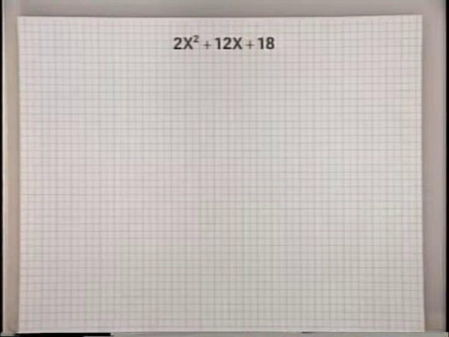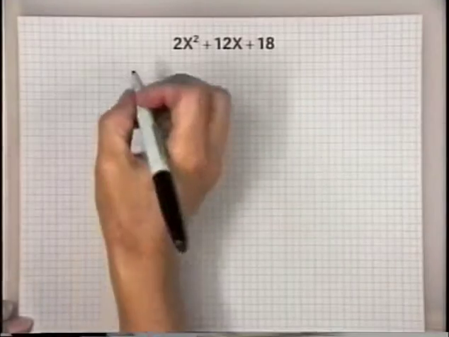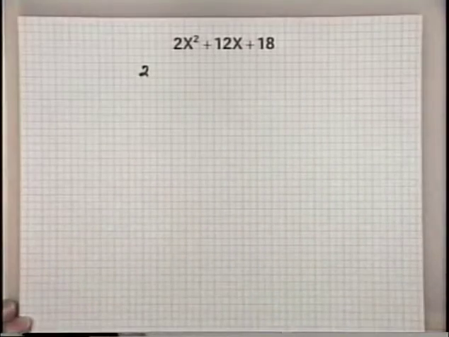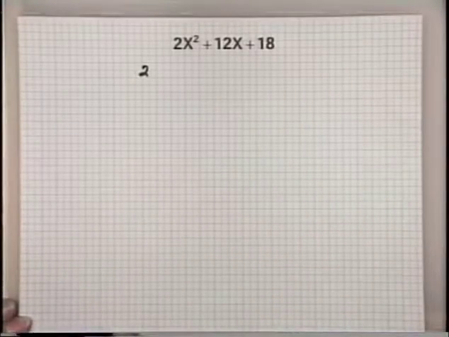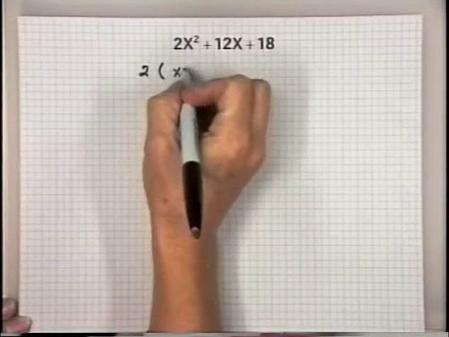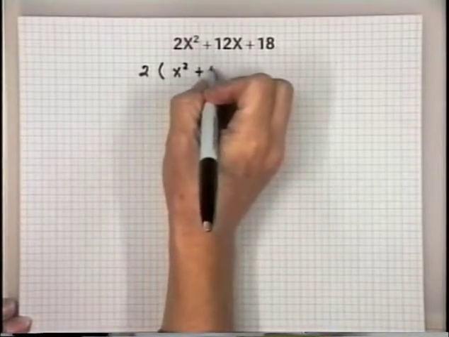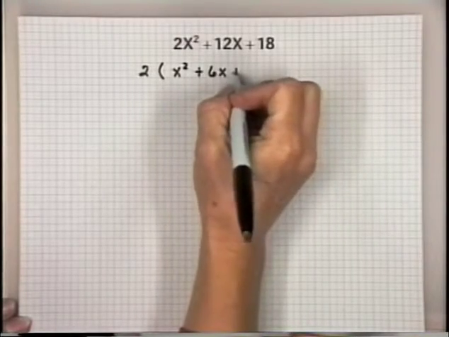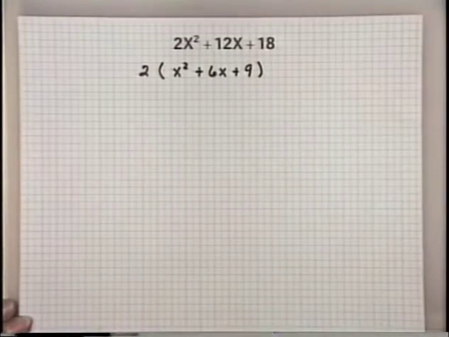2x squared plus 12x plus 18. Again, the first thing that I will look for is a greatest common factor. Looking at these numbers, I see that 2 is a common factor of all three of those terms. We do not have any variables that are common factors for all three terms. Factoring out 2, we have x squared plus 6x plus 9.